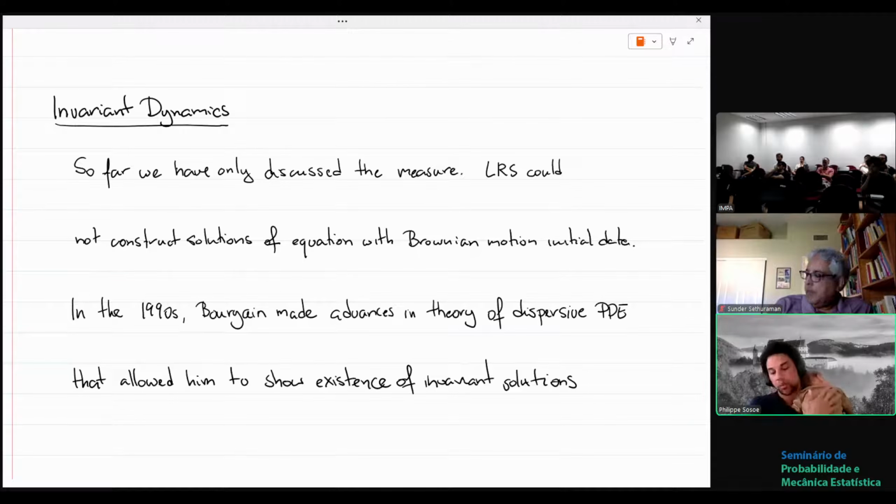They said, okay, well, we can construct a measure, but we're not able to construct invariant dynamics. One of the things that was missing for them to construct invariant dynamics, and that was extremely difficult despite their great powers, is they did not know how to show that you have solutions of the nonlinear Schrodinger equation with initial data that looks like a Brownian motion.